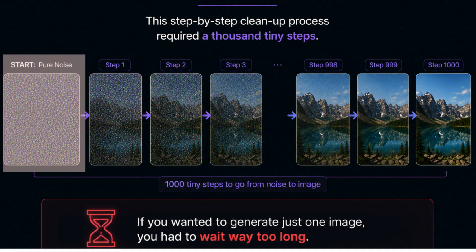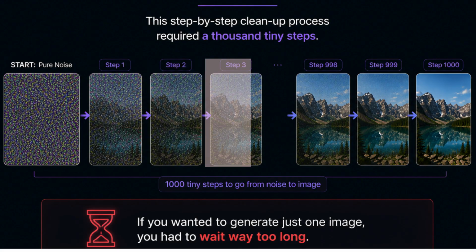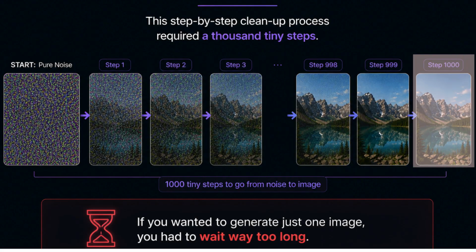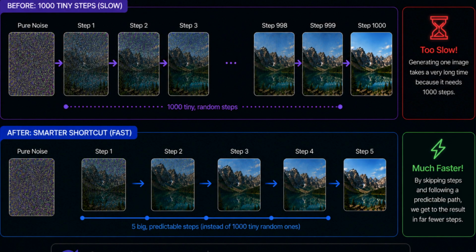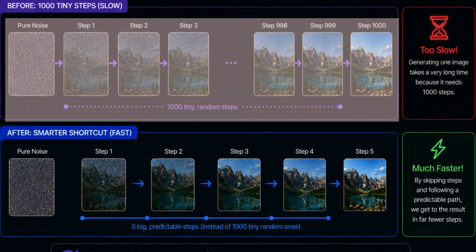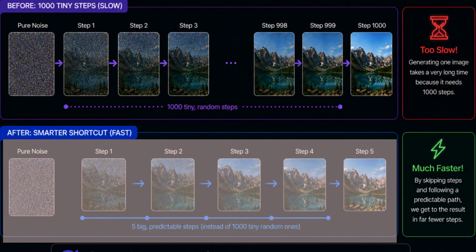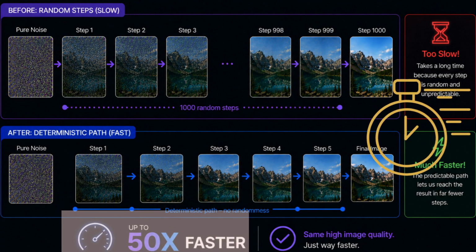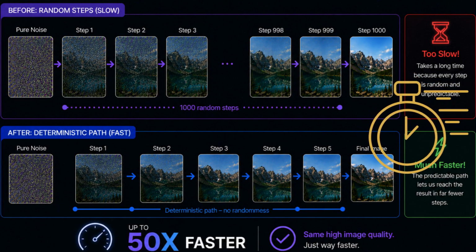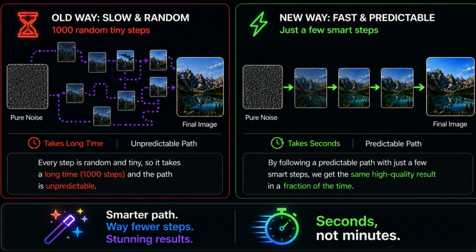There was just one massive problem with this early on. This step-by-step cleanup process required 1,000 tiny steps. If you wanted to generate just one image, you had to wait way too long. To fix this, researchers came up with a brilliant shortcut. Instead of taking 1,000 random tiny steps, they figured out a way to skip steps and make the cleanup path predictable. By removing the randomness during the generation phase, they could speed up the process by up to 50 times, without ruining the image quality. That is exactly how tools today can spit out gorgeous art in seconds instead of minutes.